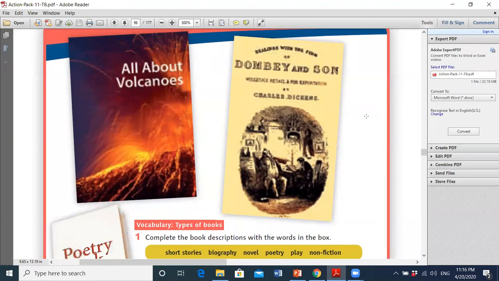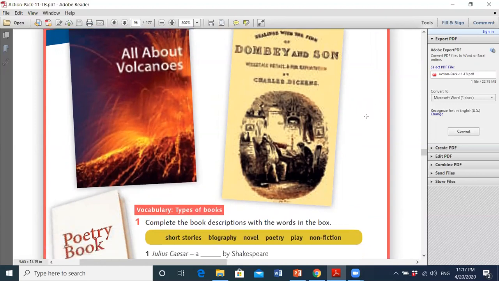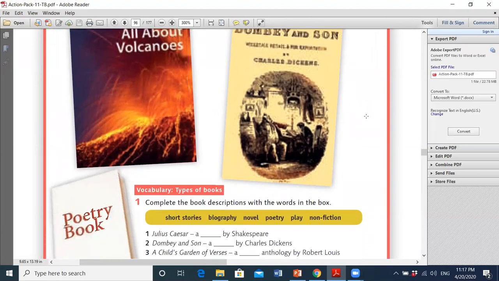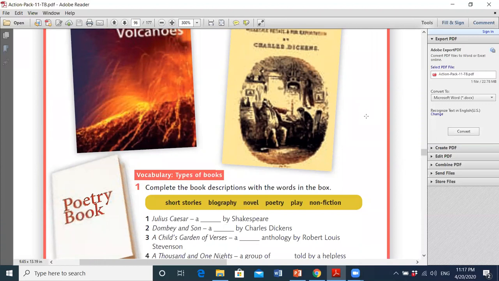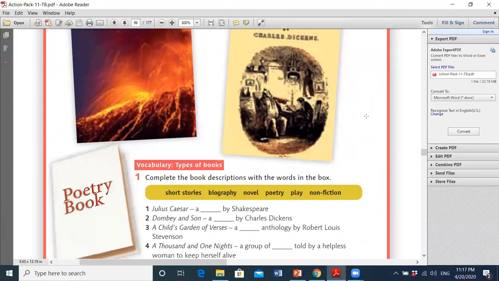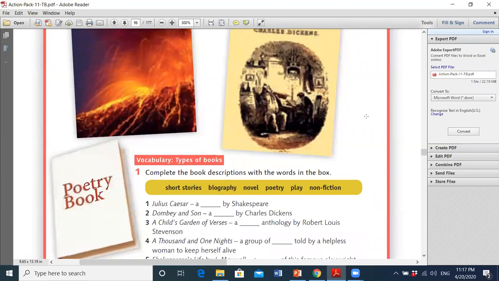On the top of the page, you see the covers of 3 books. One book is called All About Volcanoes. The other one is called Dombey and Son. And the one on the side is called a poetry book. Let's look at this vocabulary section. And it says, vocabulary types of books. Complete the book description with the words in the box. Let's read these words in the box and try to understand them.